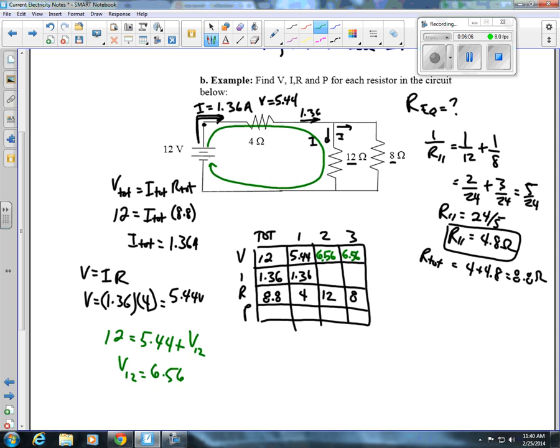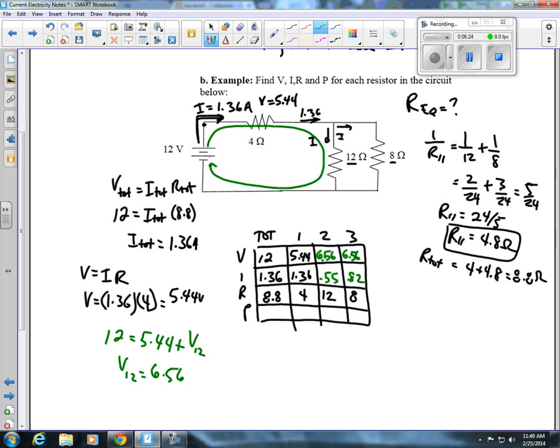Now I can find those I's by doing V equals IR again. So I just divide 6.56 divided by 12, and I get 0.55 if I round. And then 6.56 divided by 8, and I get 0.82.